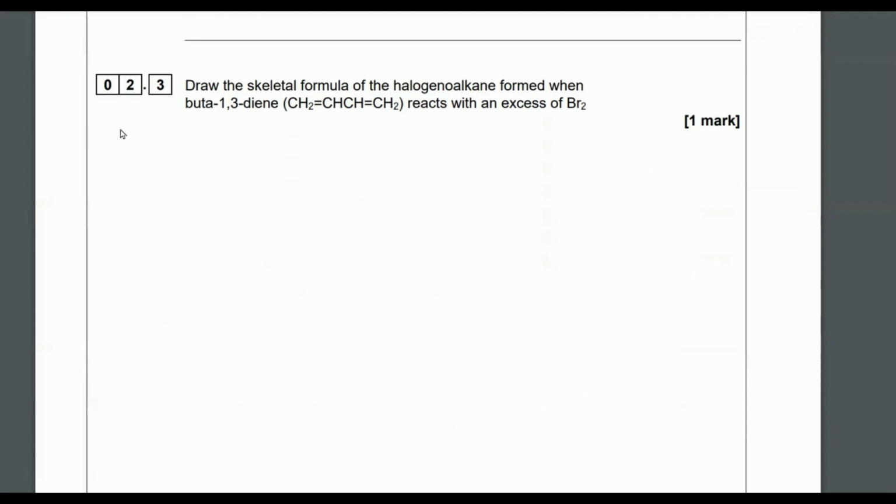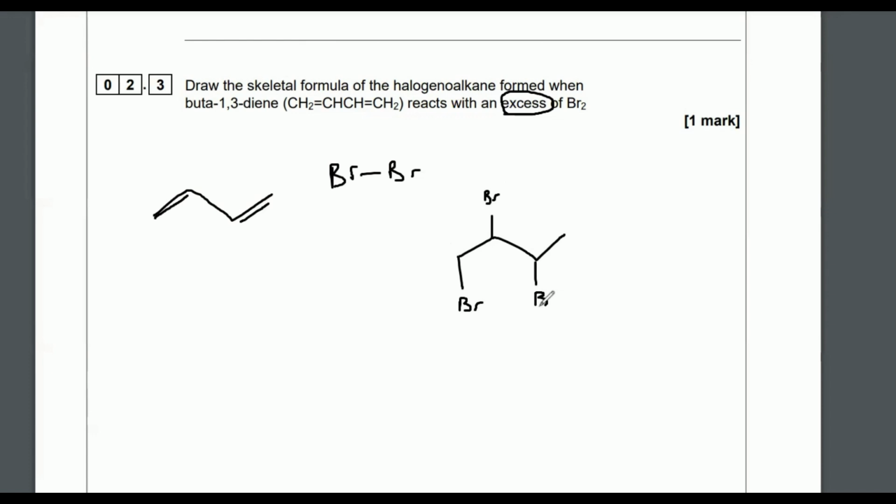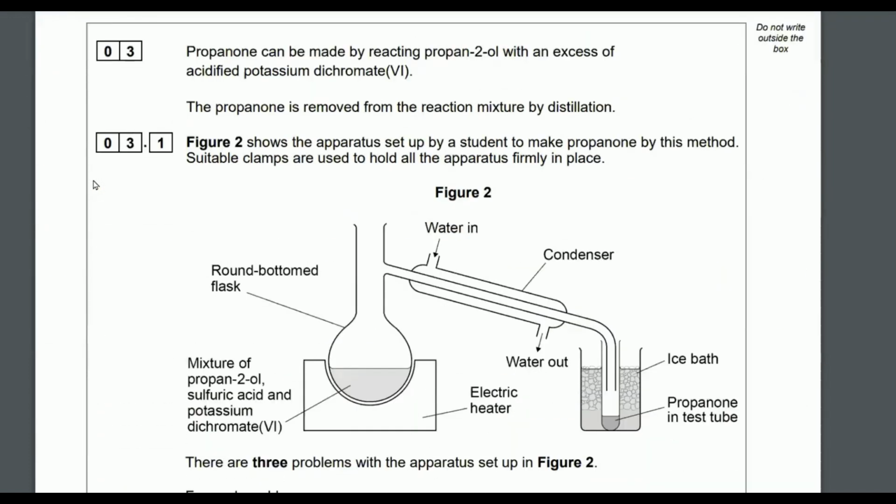Moving on to 2.3, draw the skeletal formula of the halogenoalkane formed when buta-1,3-diene reacts with an excess of bromine. So buta-1,3-diene, we want 2 double bonds. Let me just check. This is how I always check my carbons for skeletal formula. There we go. There's my buta-1,3-diene. Now, if it reacts with bromine and it says excess bromine, that means there's enough bromine to add across both double bonds. And so we've got to draw the skeletal formula of that. And I've done that right here. So all you want to do is get rid of the double bonds, stick a Br at each end of each double bond, so 4 Brs.